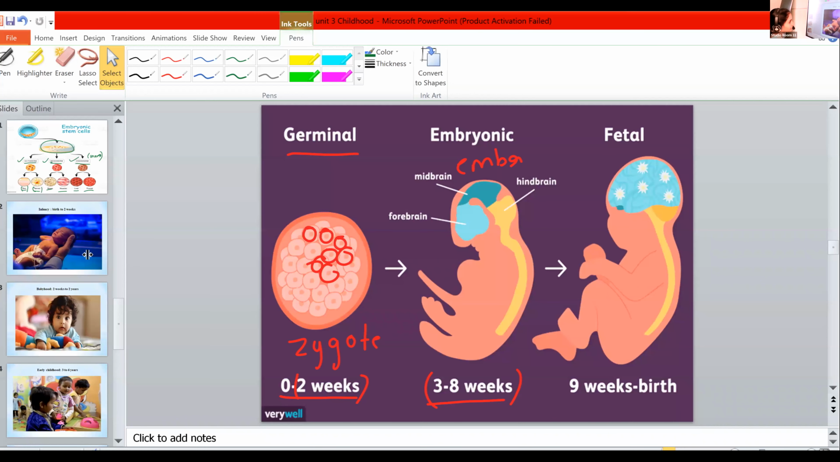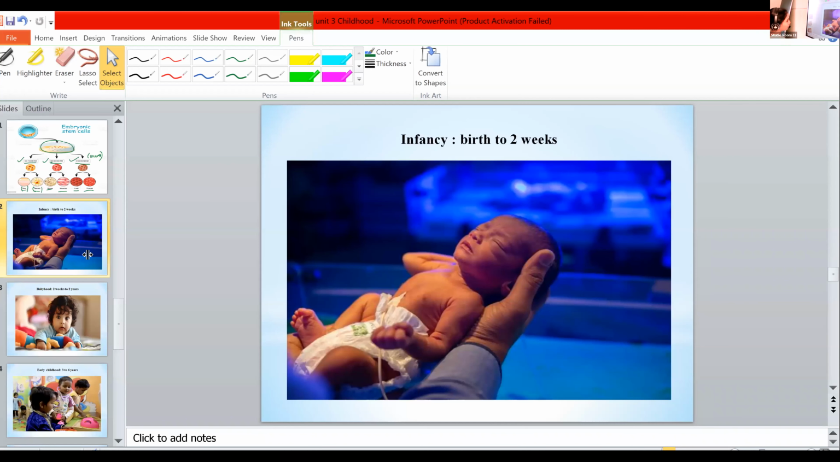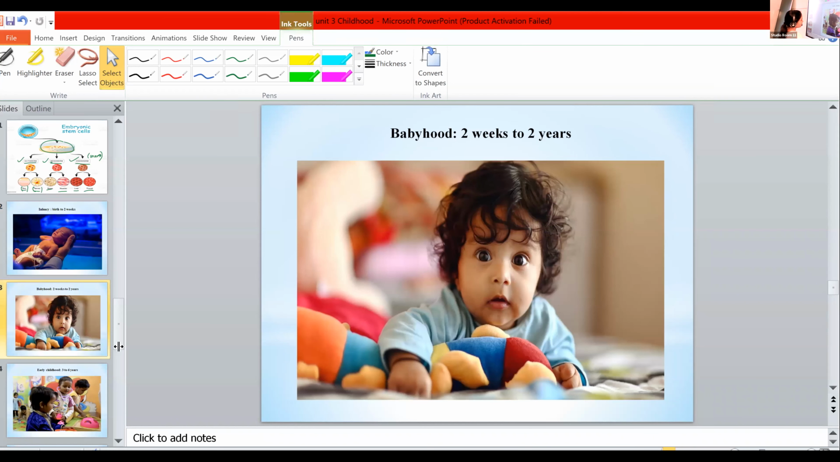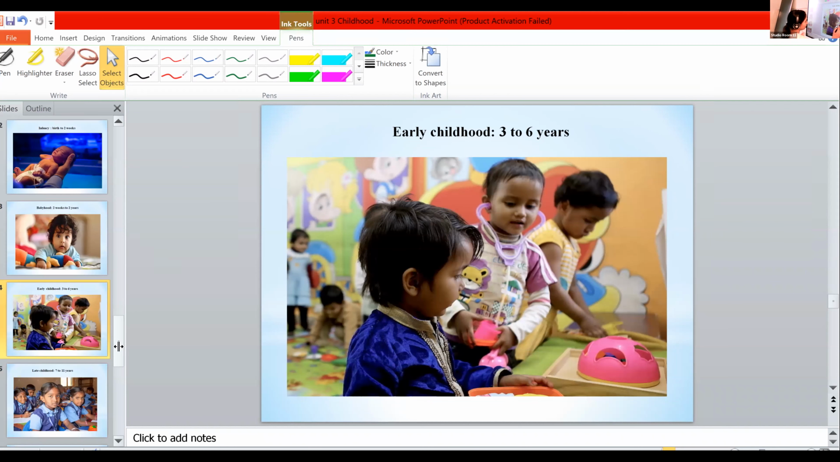So this is the infancy period, from birth to 2 weeks. Babyhood is from 2 weeks to 2 years. And early childhood is from 3 to 6 years. This is the preschool time. During this time, they ask a lot of questions and their vocabulary increases. That is the main characteristic of early childhood.